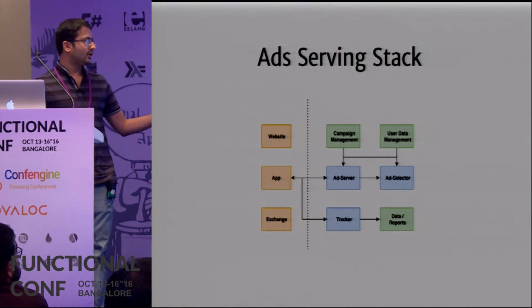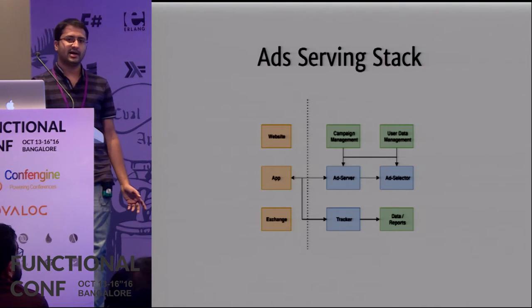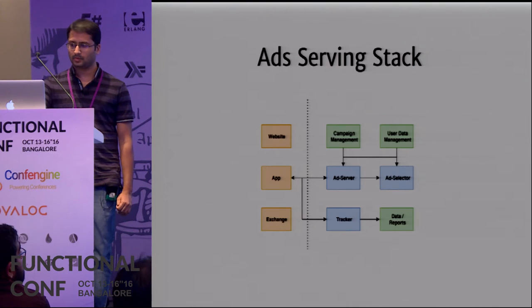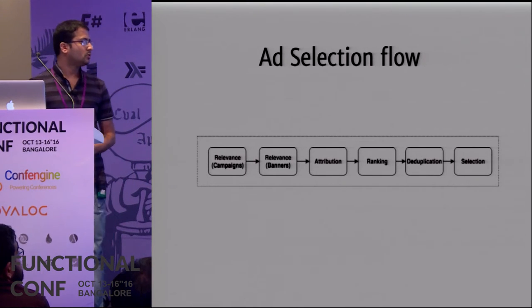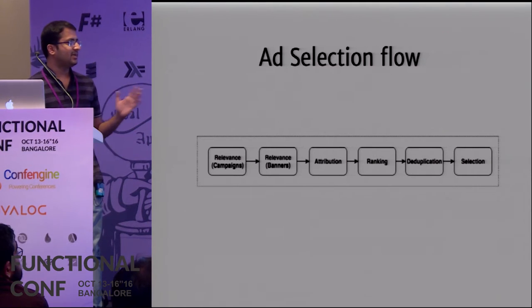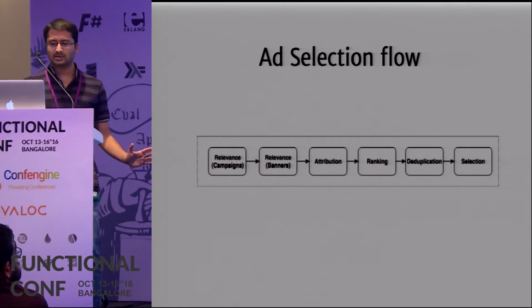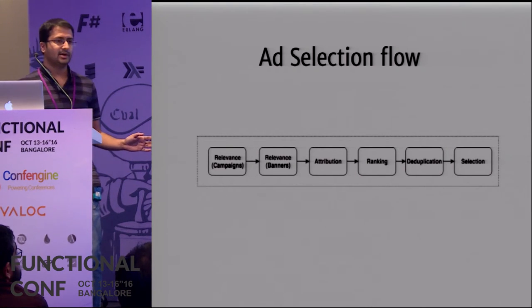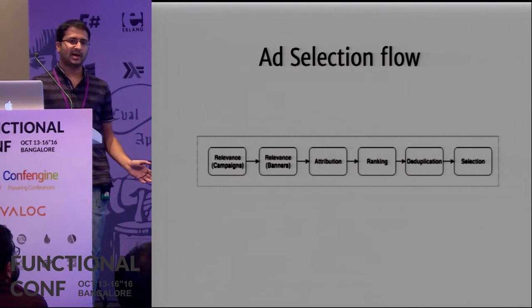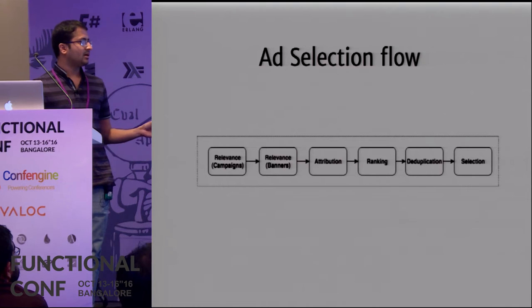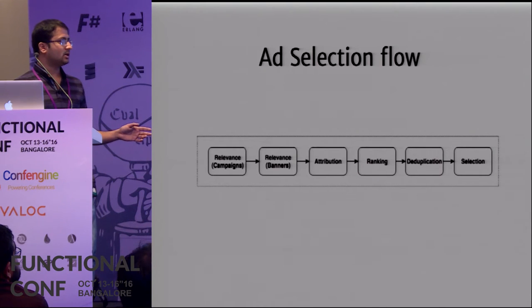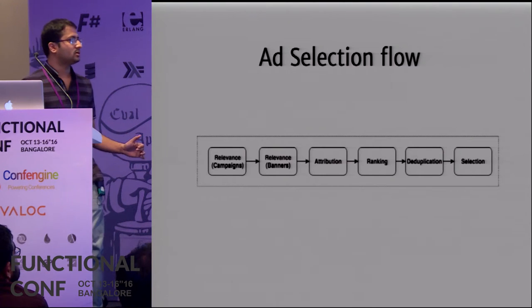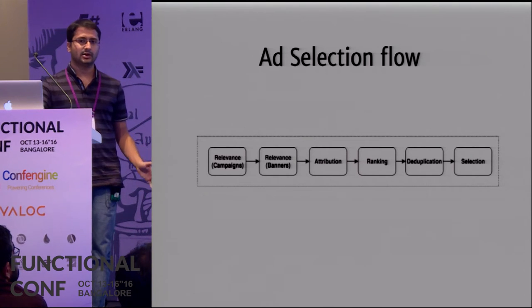For the rest of this talk, we are going to zoom in on the ad selector component here, which is where we mostly adopted functional style. So the process for selecting an ad typically involves these steps. Relevance selects the relevant campaigns and banners for a specific ad request. Attribution performs an A/B test to find out how effective an ad is compared to users who have not seen the ad. Ranking basically scores the banners, ranks it, and sends the top ranked ad. Deduplication is here to serve unique ads if there are multiple ad requests coming in the same request. And finally, there is selection, which returns a top ranked ad.